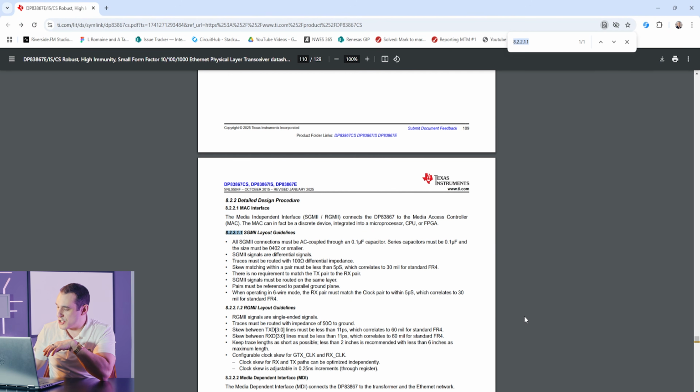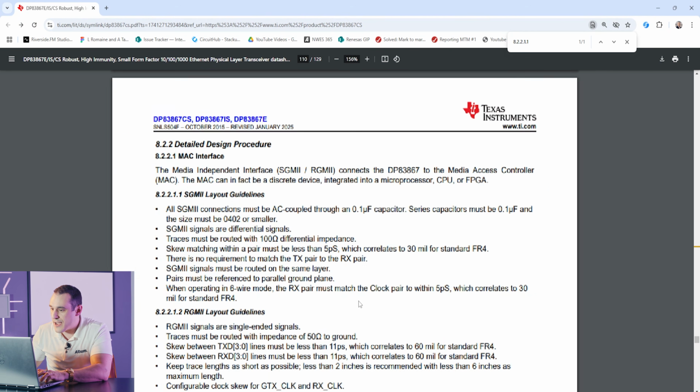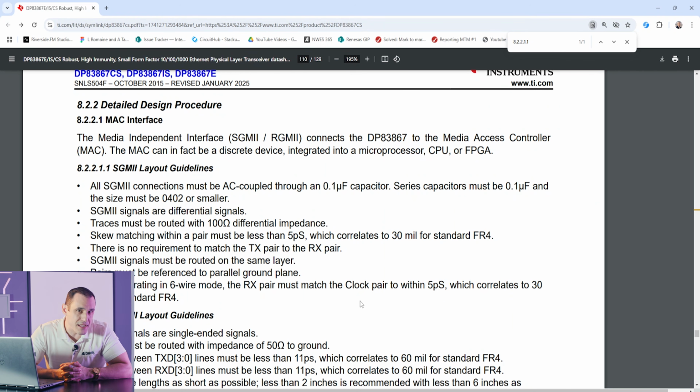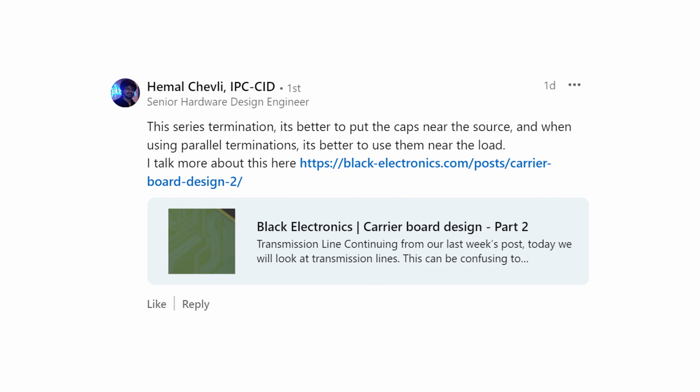Now, I pulled up that data sheet and you can see the SGMII layout guidelines section right here. And if you just read through this list that I have on screen, very clearly you can see that they do provide a lot of details as to the size of the capacitors, which package size they should be, what the traces should be routed to in terms of length matching and differential impedance, but nothing about the placement or the location of those capacitors. Very interesting. It's almost as if the placement doesn't really matter. Let's look at another comment on this post.